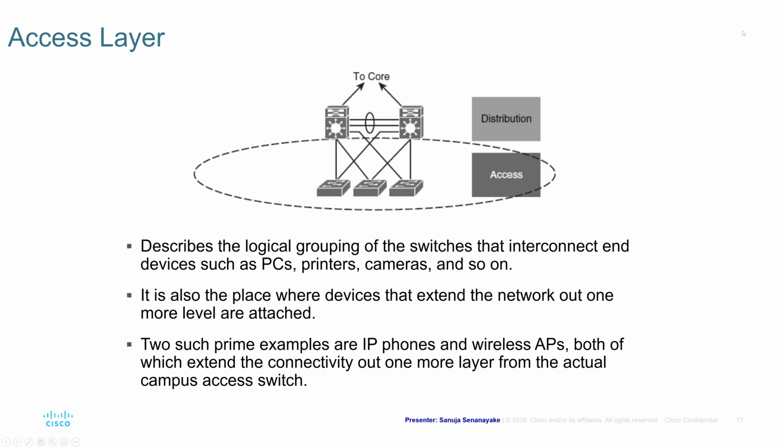So the access layer will have the access layer switches, and when you have connected the IP phones and wireless access points, for example, it extends one more layer beyond that point.